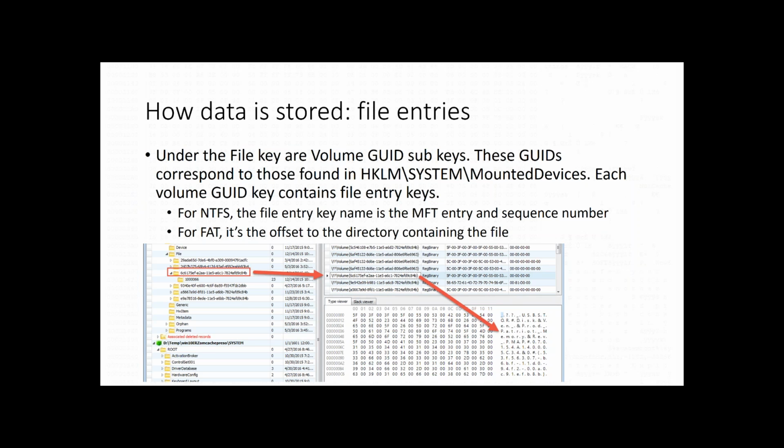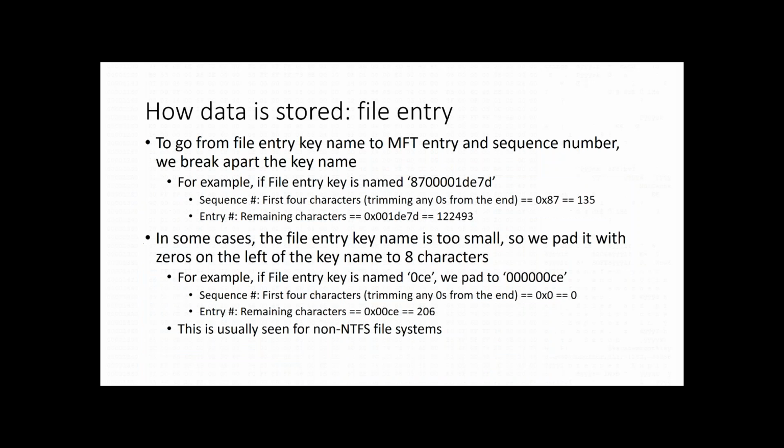In the shell items, for example, they're stored a little bit differently, but it's the same type of logic as far as FAT, directory offset, NTFS, MFT entry, and sequence number. So this is just an example if you wanted to break some of those keys down manually to verify the tool or do new research, etc.